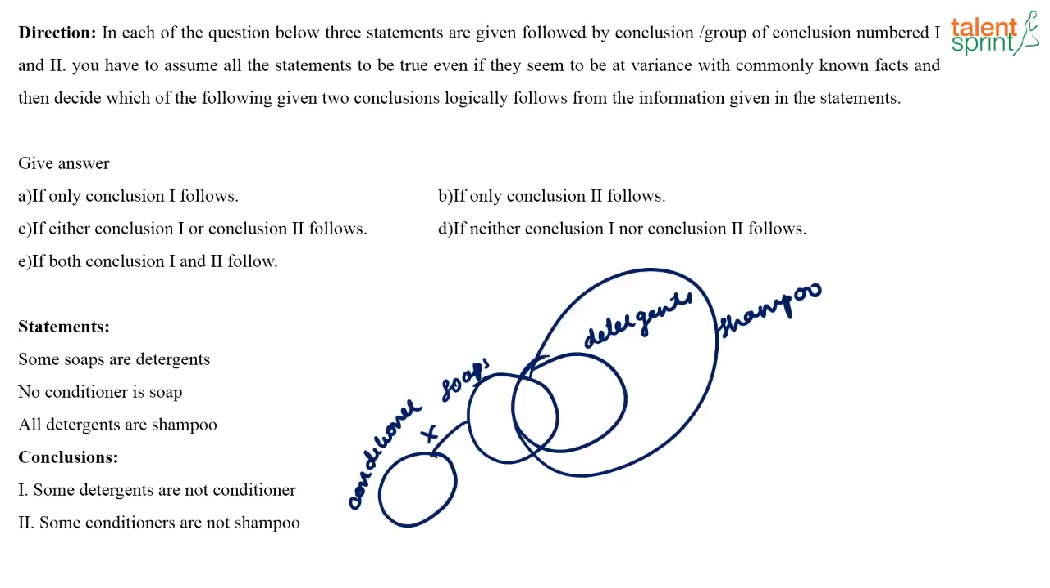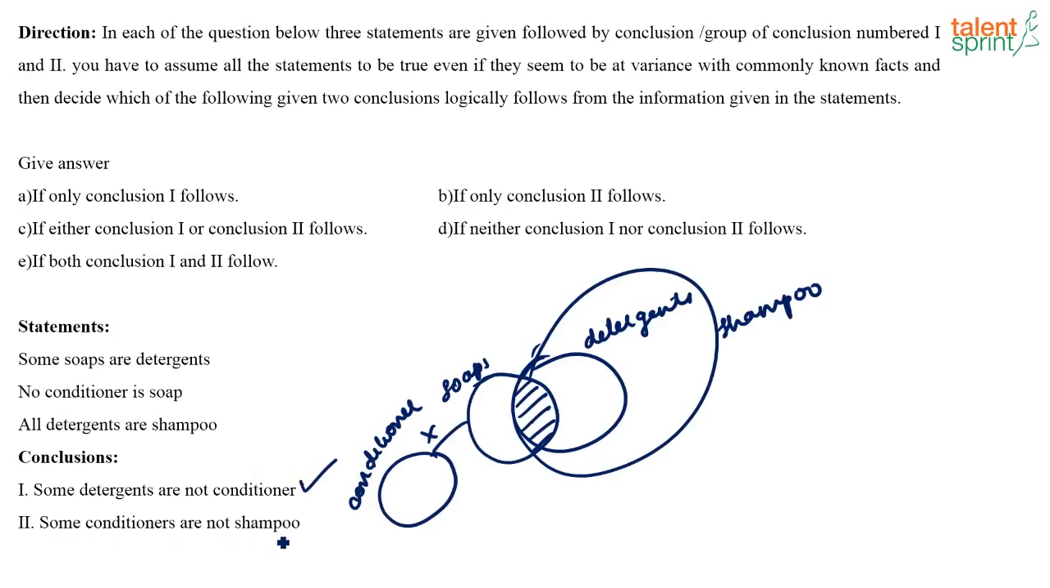Some detergents are not conditioner. Yes, definitely. The detergents which are soaps, right? See this set, these detergents are soaps. So we know soap is not a conditioner for sure. No soap is conditioner. So I can say that the detergents which are soaps can definitely not be conditioners. So this conclusion follows, right? The detergents which are soaps are definitely not conditioners.